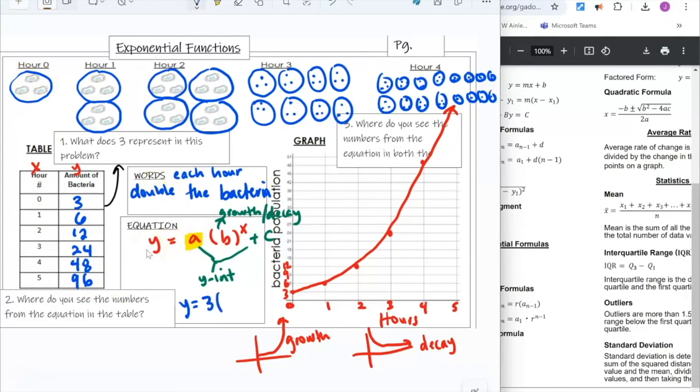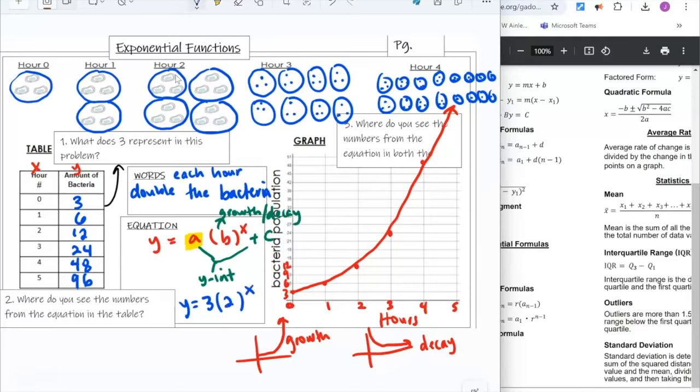Then I'm going to put parentheses, and the question is, how am I growing or decaying? How am I increasing or decreasing? So what happens from one step to the other? How am I growing and how am I decreasing? I am doubling. How do I say double in math? I say times 2. So I'm doubling is going to be times 2.